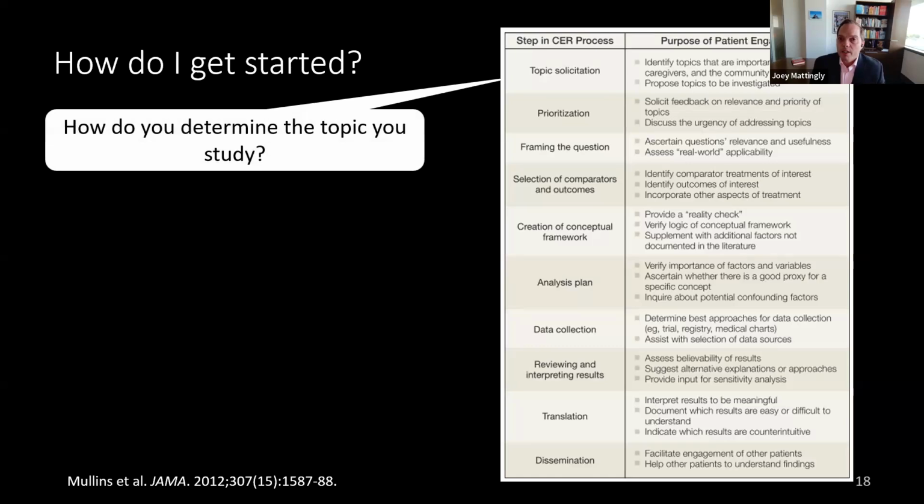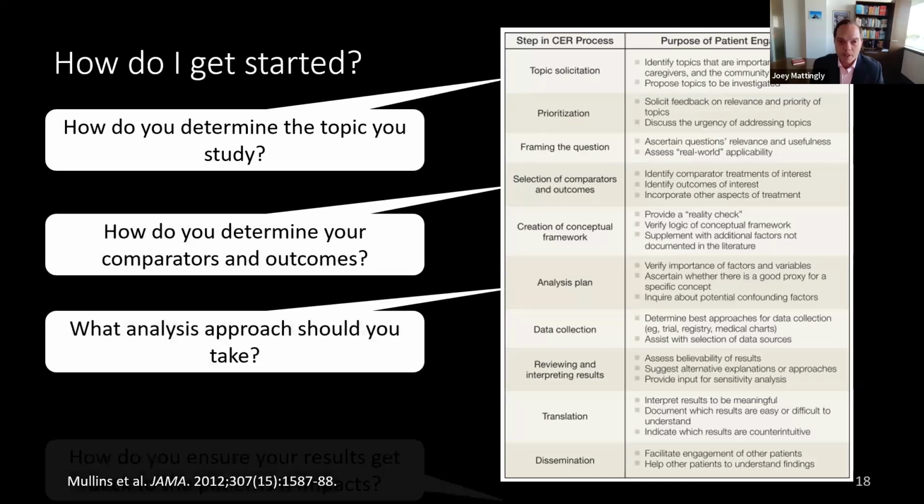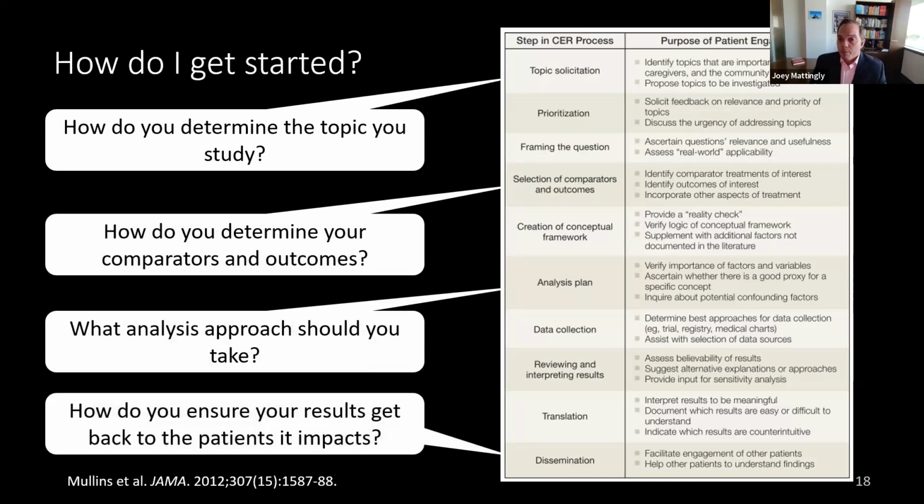So how do we get started with patients? We work with patients to help determine the topic that we want to study. But patients can be useful along every step of the research process. How do we determine the comparators we use? How do we determine the analysis approach to take? How can we ensure that what we found actually translates back to something that's useful for patients as well?